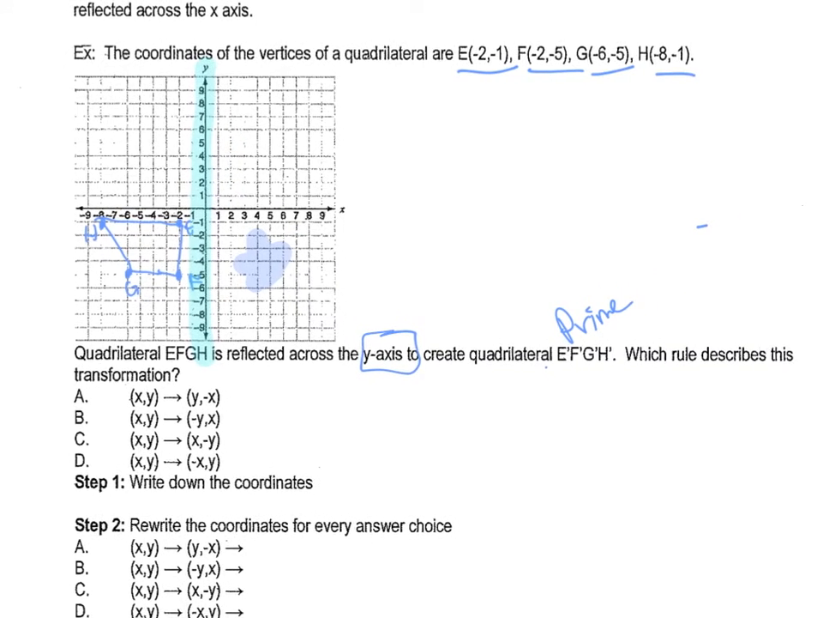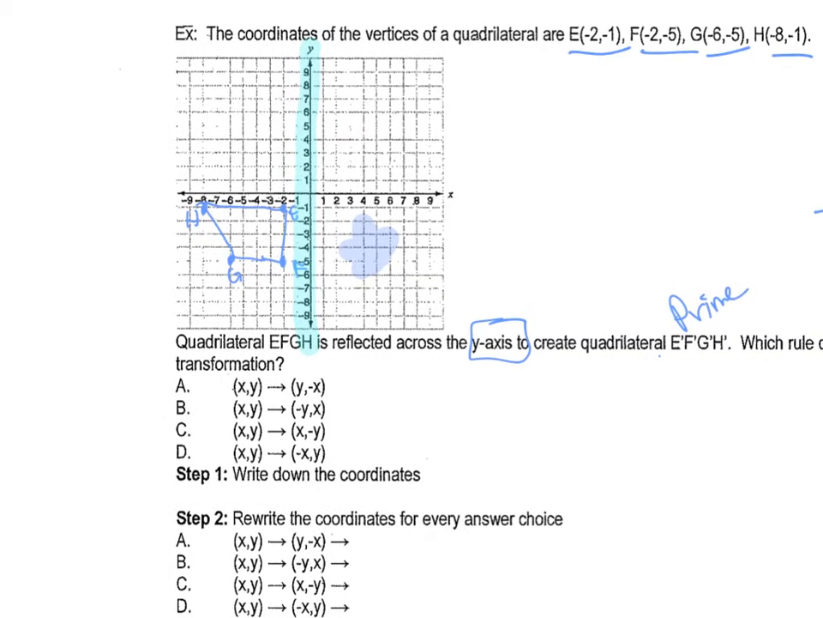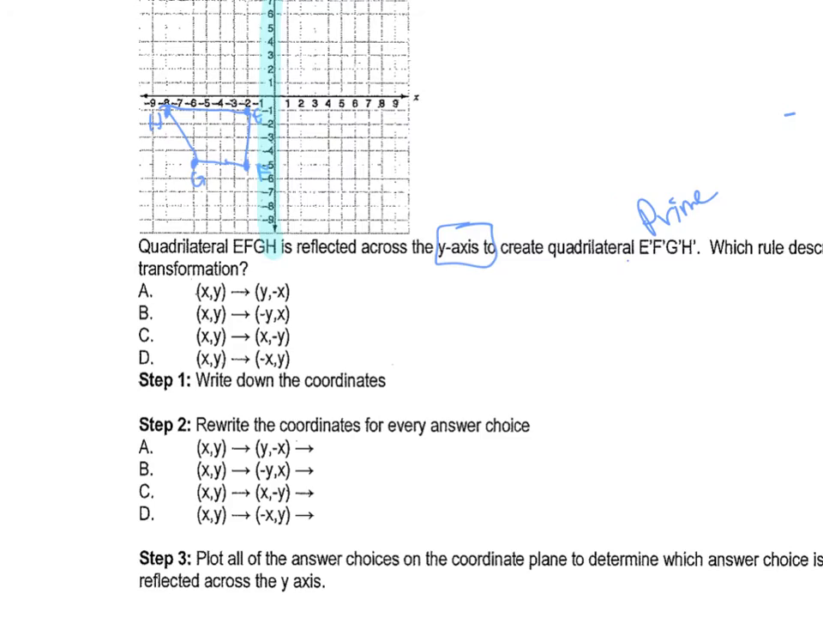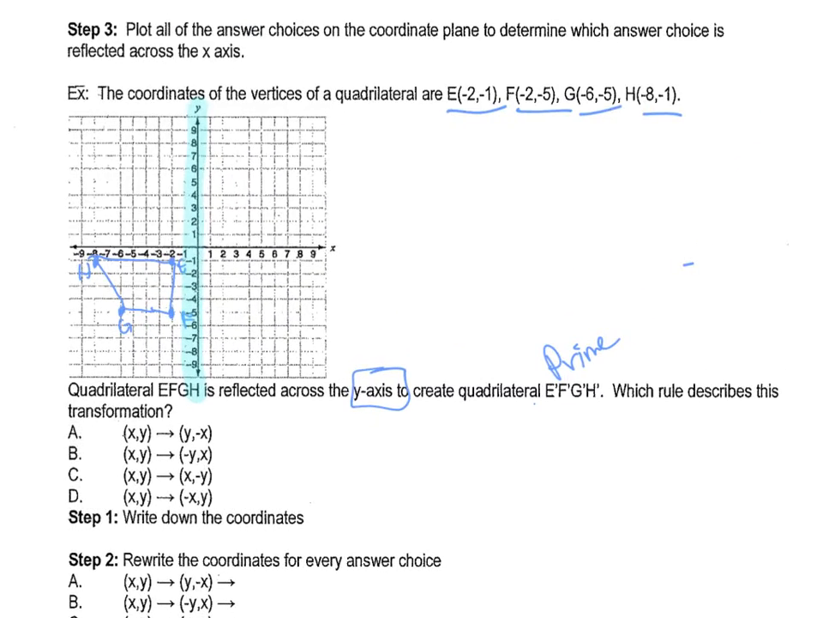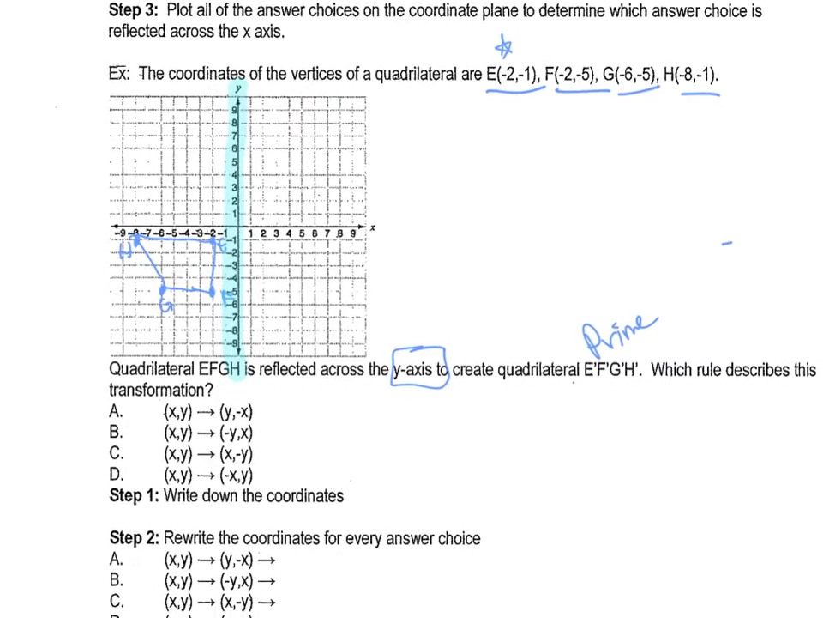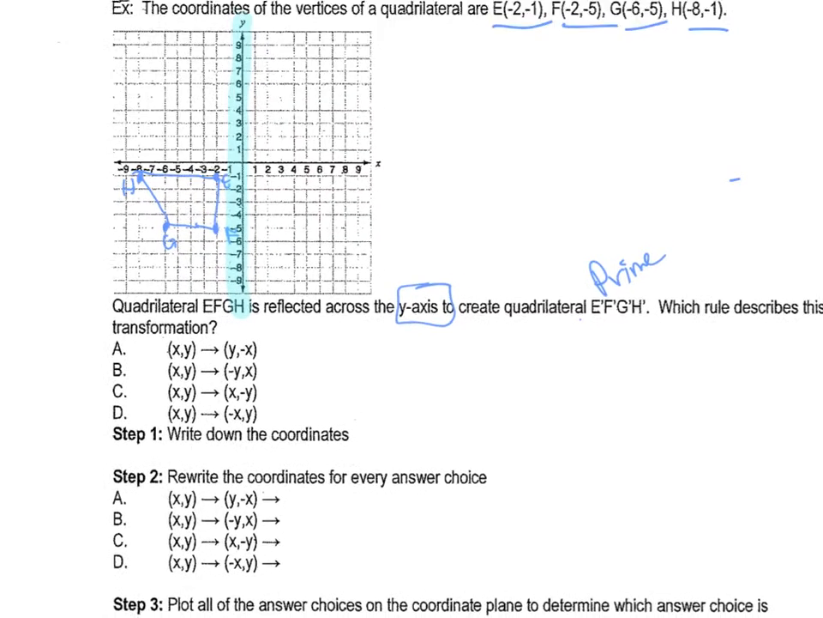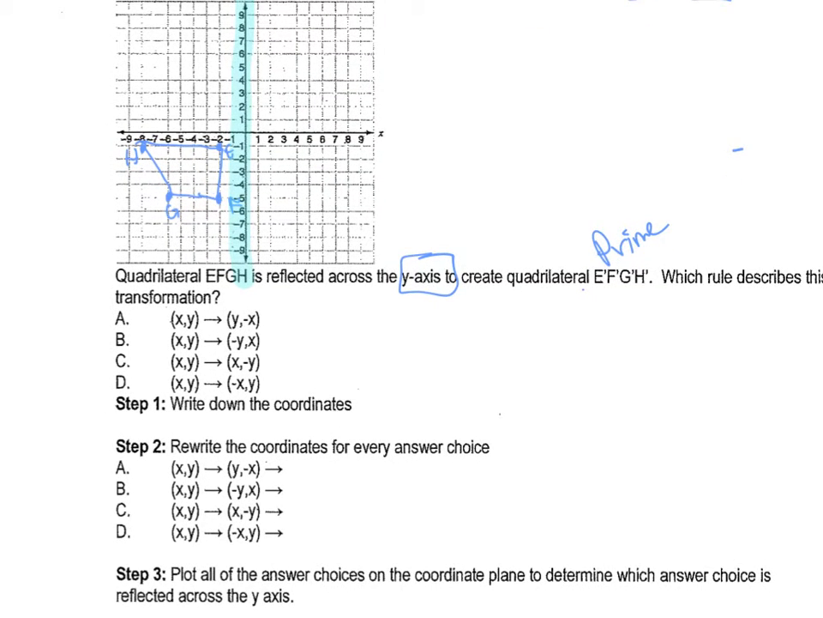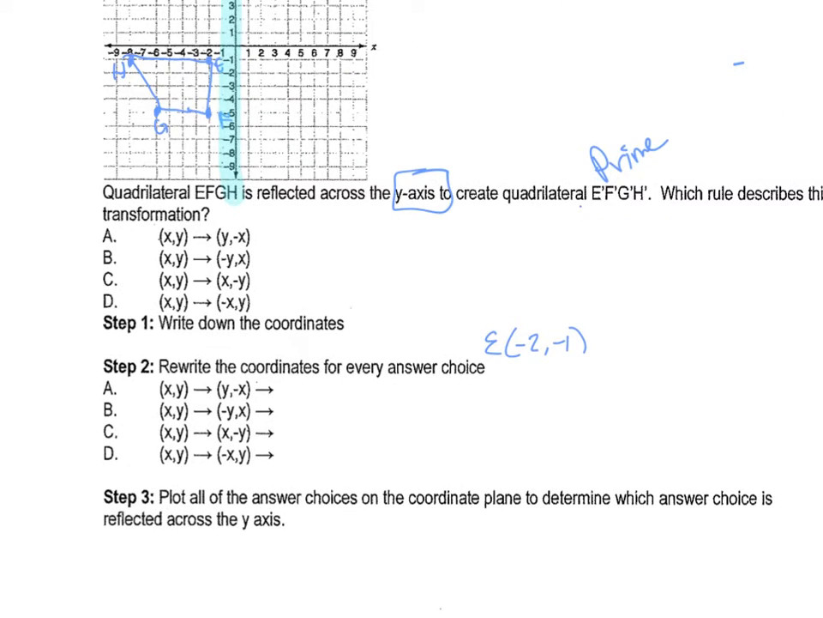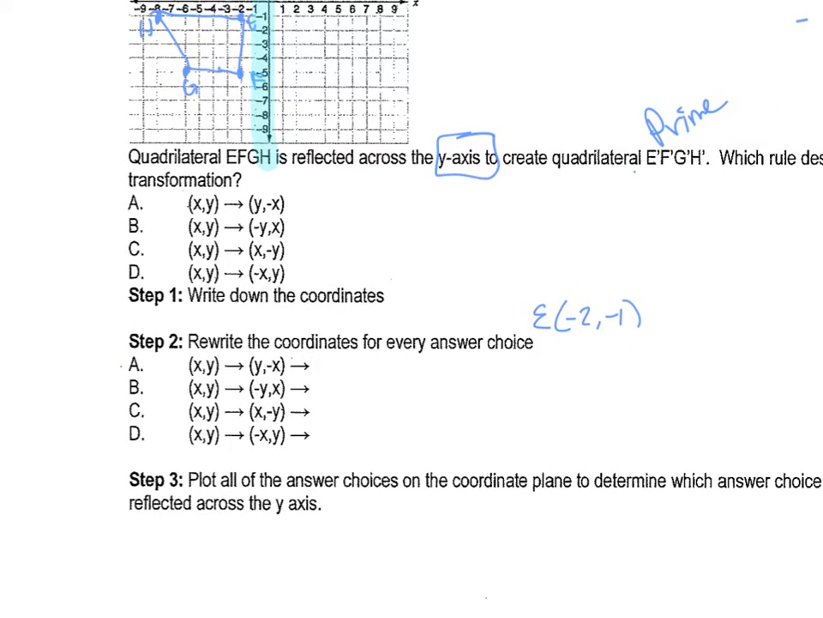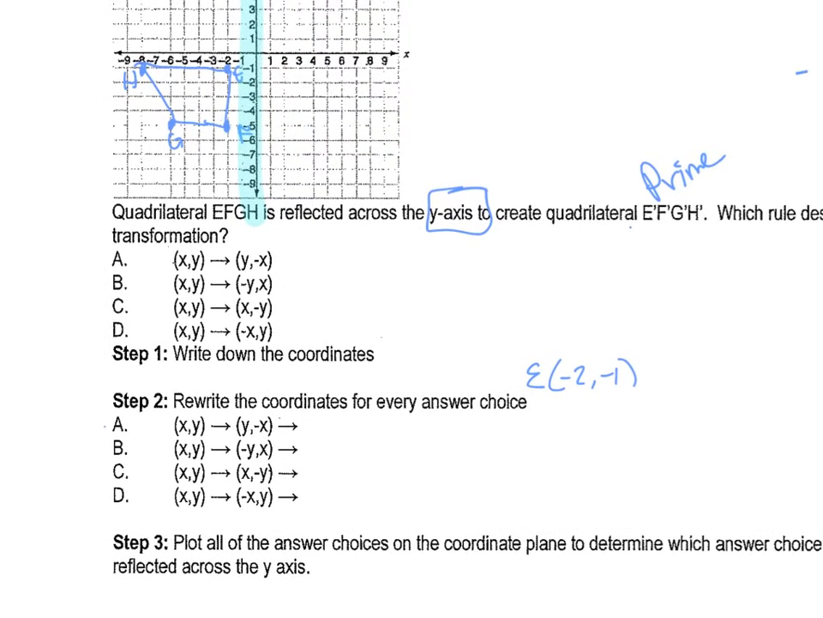Okay, so when we look at all these points and after we check A, B, C, and D, we want to make sure that our new image is over here. So let's go ahead and check all those points. Rewrite the coordinates for every answer choice. I'm just going to start with the first one, so E(-2, -1). That's our original.